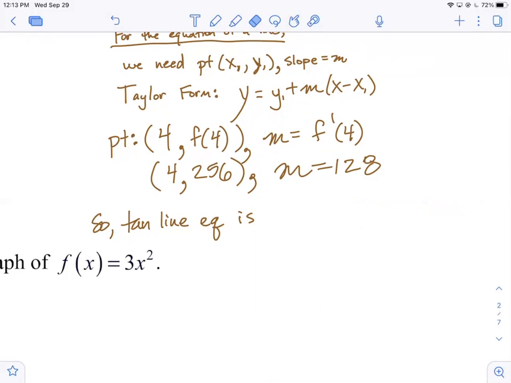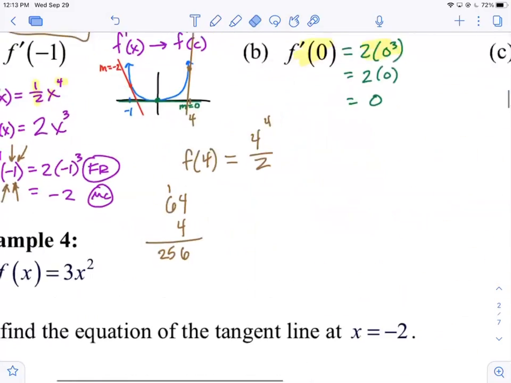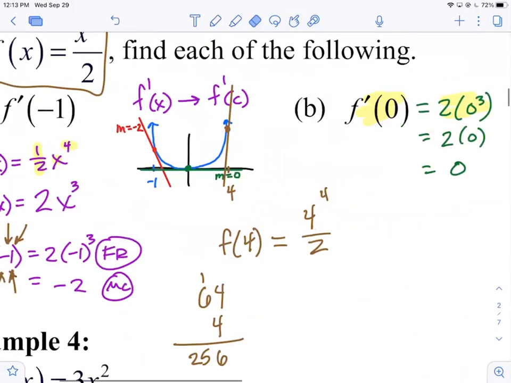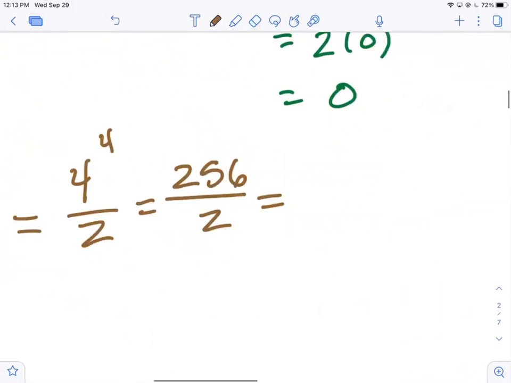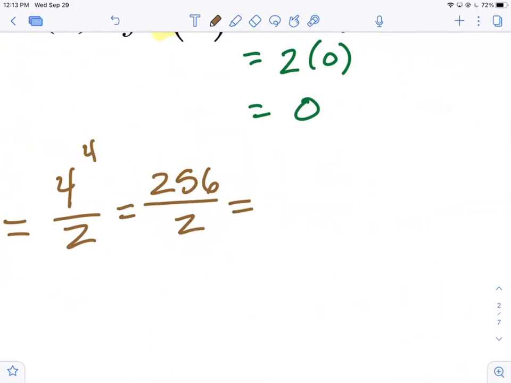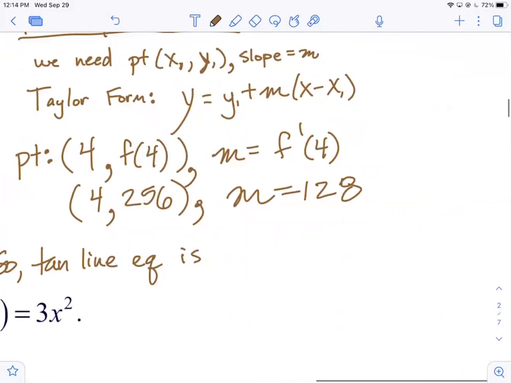What? Oh, the 250. Oh, yeah. It's divided by 2. Sorry. Yeah, my bad. Thank you. 256 divided by 2. Yikes. What is that going to equal? 128. Very good.